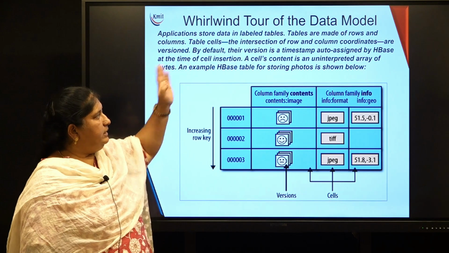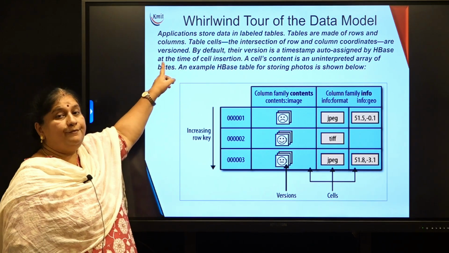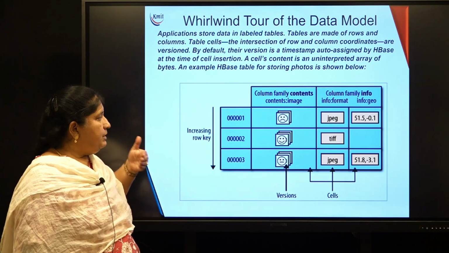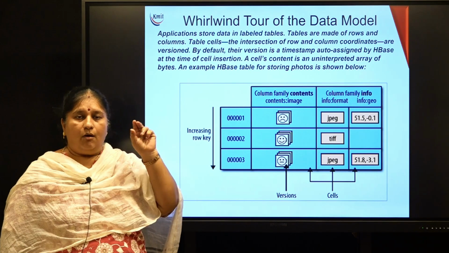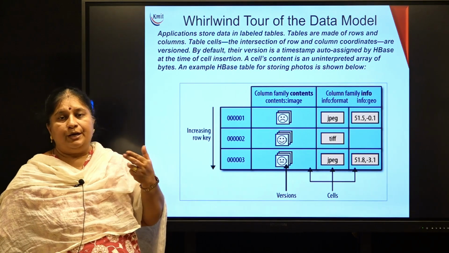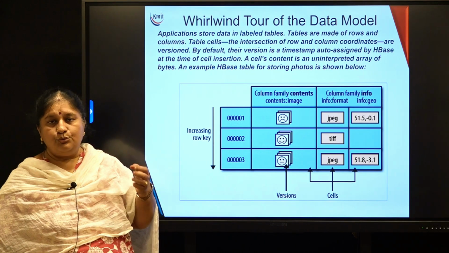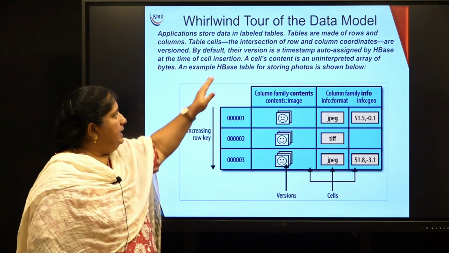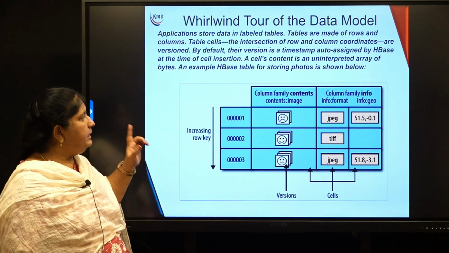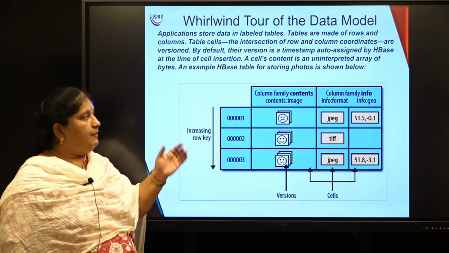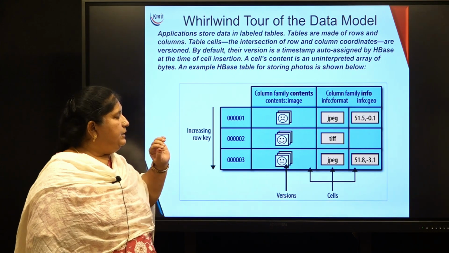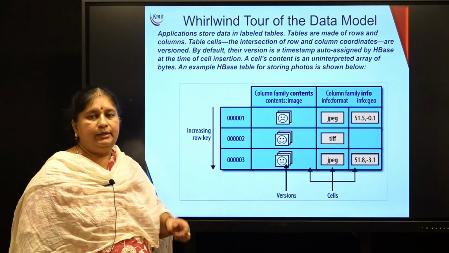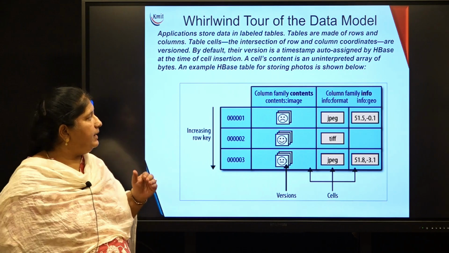Table cells, which are an intersection of rows and columns, are versioned. This is again another difference compared to RDBMS. What do I mean by version? With every column value you are storing, we try to store the timestamp also, just to know what the versions are for that particular column value. A cell's content is an uninterpreted array of bytes. Why are we talking about cell values as an uninterpreted byte array? Whatever we are trying to store, the data type it will take by default is byte array.